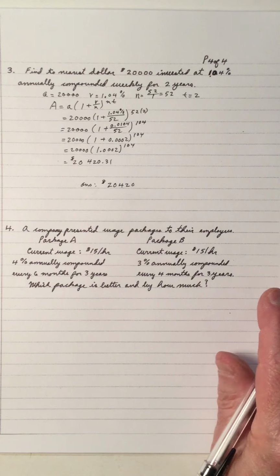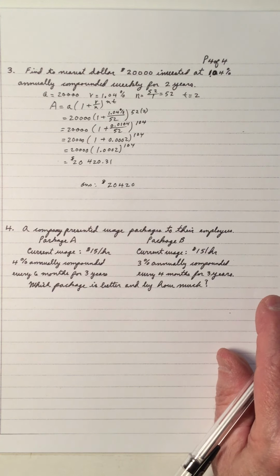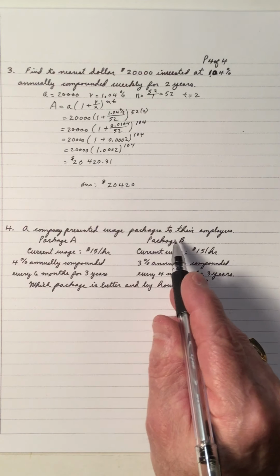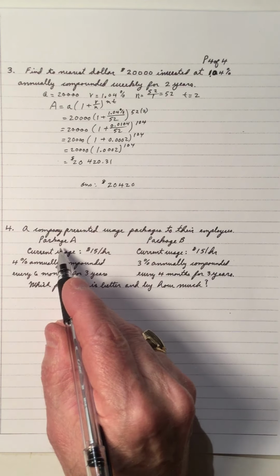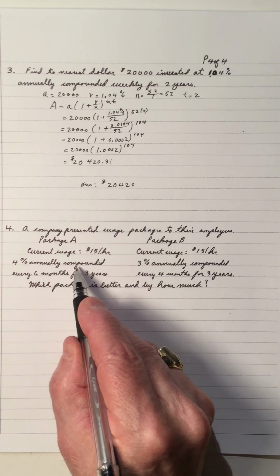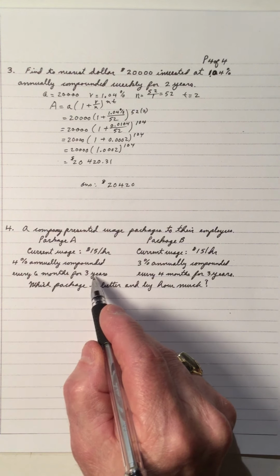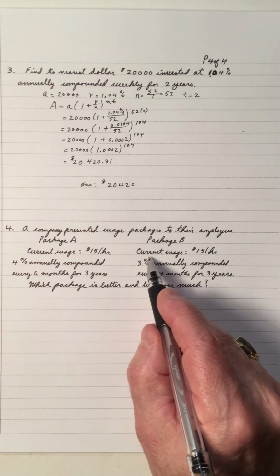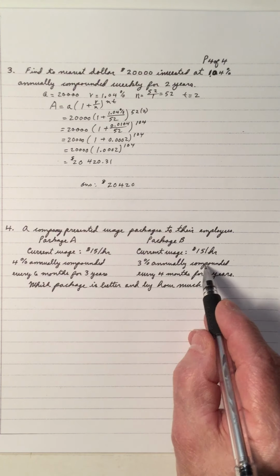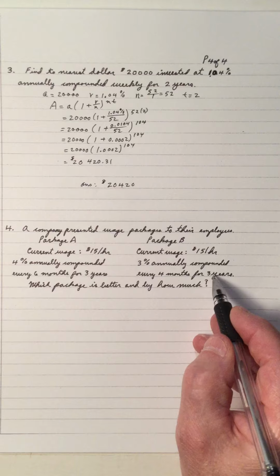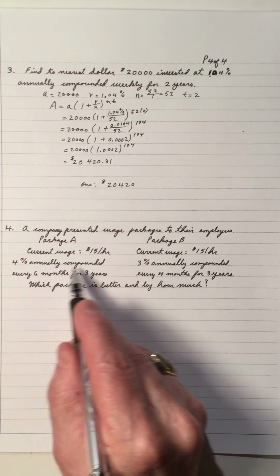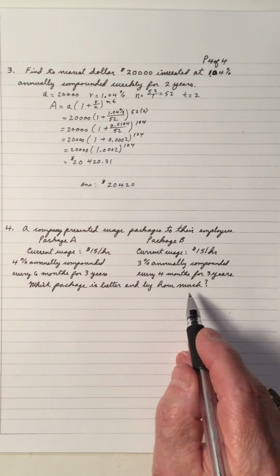Now we have another little problem here. This shows you about compounding interest. A company presented wage packages to their employees. Package A was current wage of $15, 4% annual compounded every 6 months for 3 years. And the other package is the same wage of $15, but is 3% annually compounded every 4 months for 3 years. So notice it's 3 years for each of these. Same wage, but compounded differently. So which package is better and by how much?